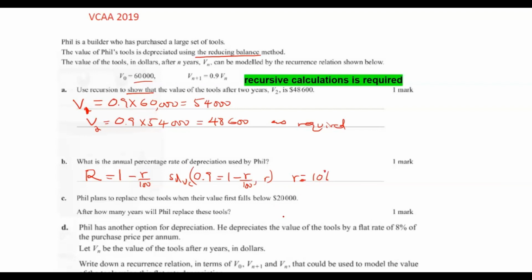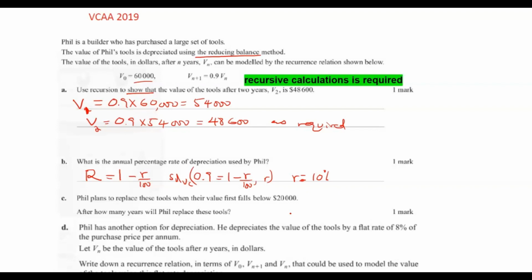All right, let's do the last bit of question 4, part C. Phil plans to replace these tools when the value first falls below 20,000. Now we need to find out how long it will take to fall below 20,000, and that's basically asking us for the n value. So we could use the solve key again to work out what n should be. That's actually a straightforward one, so let's do that and see what we get.